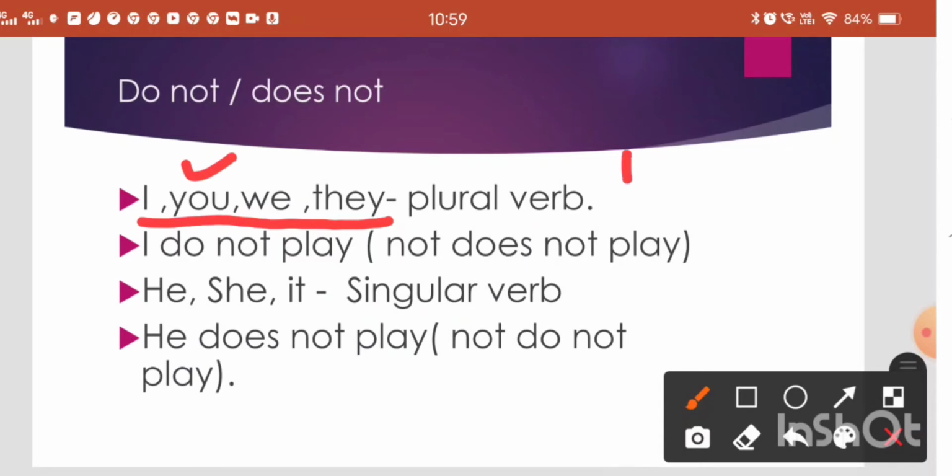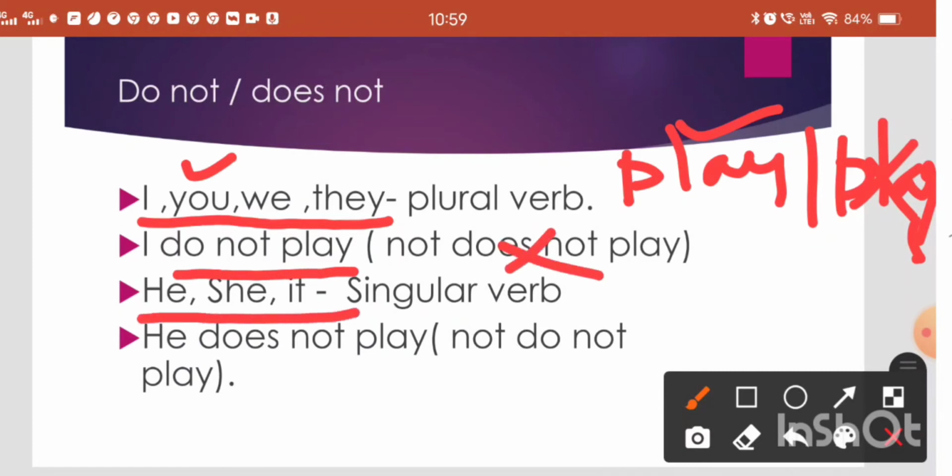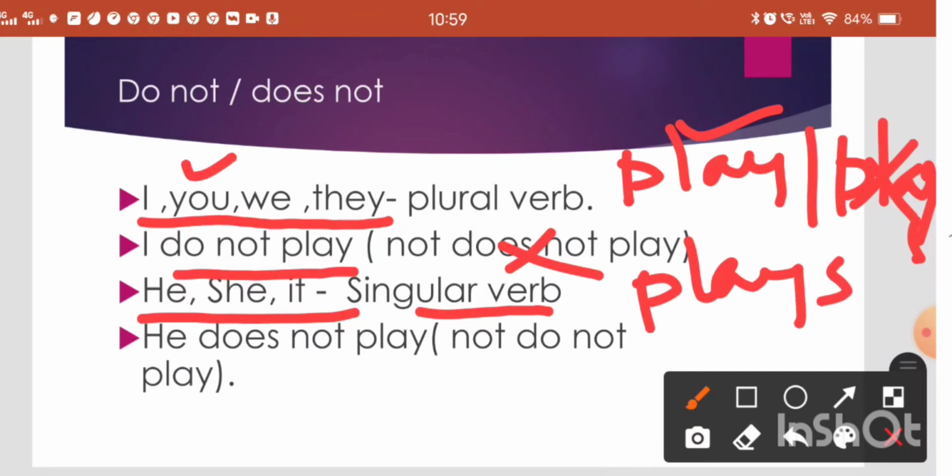Suppose our plural verb is play. Tell me, play or plays, which one is the plural? Play is plural, not plays. Okay. So when we convert it into negative, then the negative form will be do not play, not does not play. If the subjects are he, she, it, third person, singular number or a singular noun we can say, so it will take a singular verb. What is the singular verb? Suppose play, the singular verb is plays. So the negative form will be does not play, not do not play.